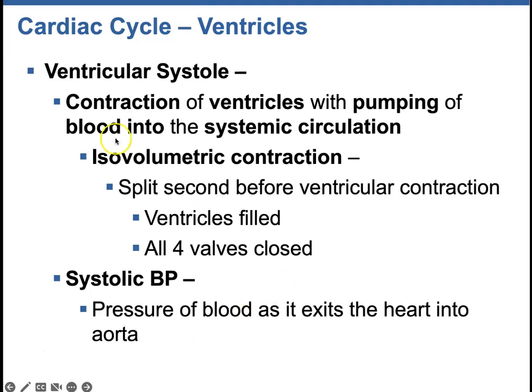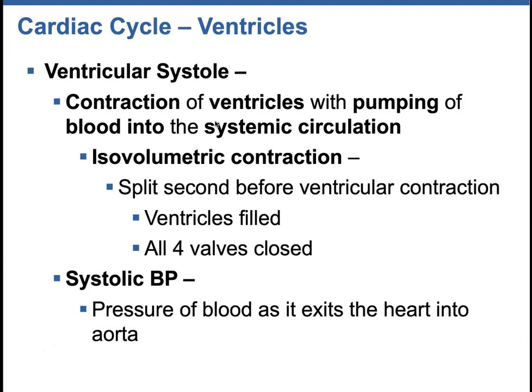The ventricular systole, this is the contraction of the ventricles. So now they are pumping the blood into the systemic circulation and obviously into the pulmonary. So now they are increasing pressure on that blood, and now that blood is going to be ejected out of the ventricles and move into the vessels.